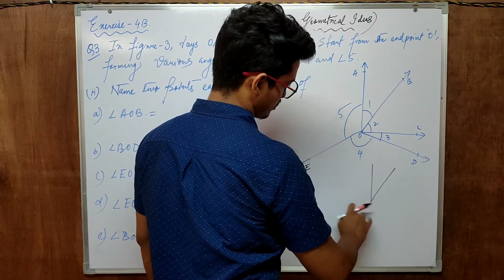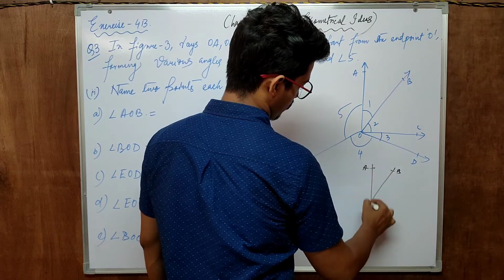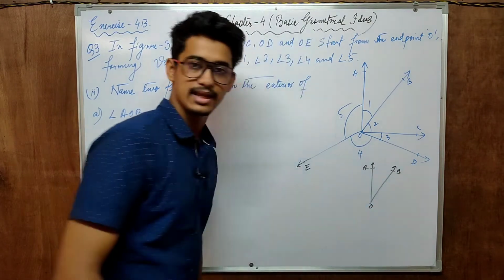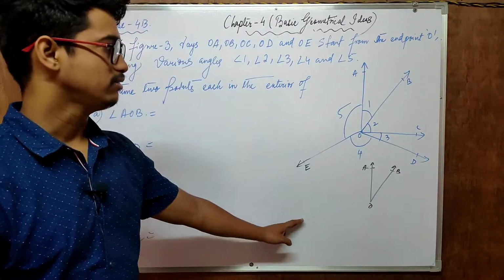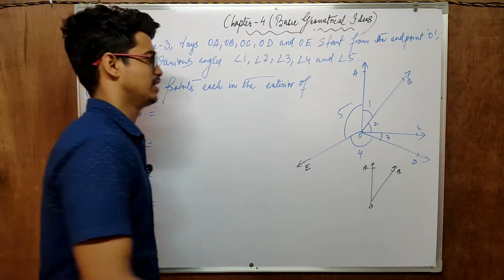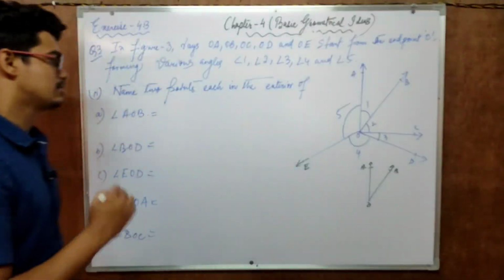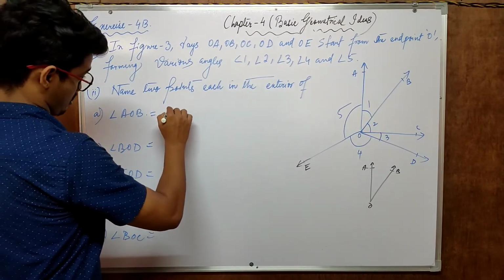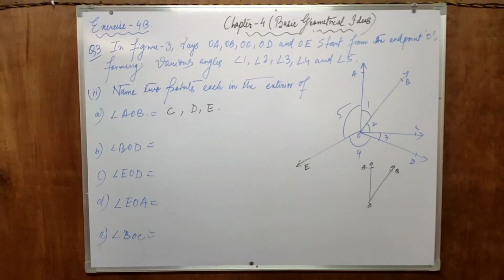This is the angle, that is angle AOB. So outside this portion, how many points are there? These points are exterior points, simple. So that means C, D and E are the exterior points. Is it clear to all of you?